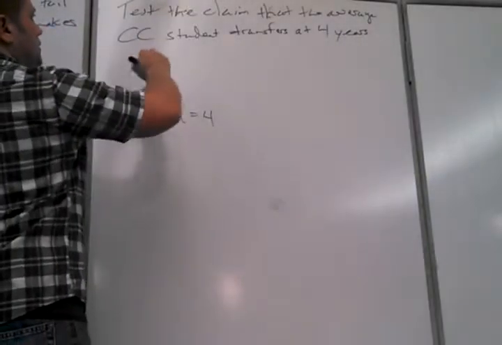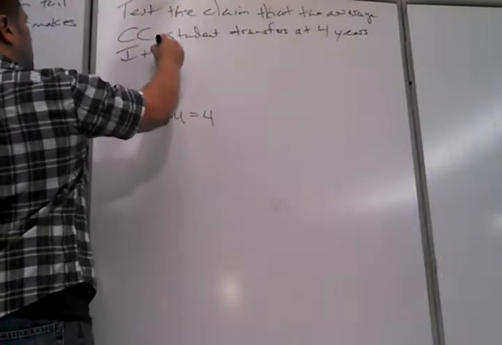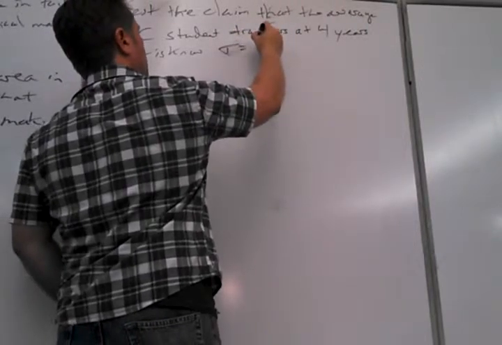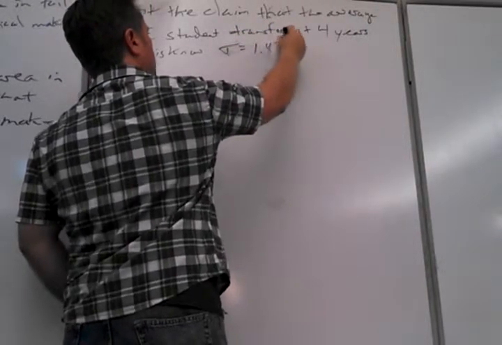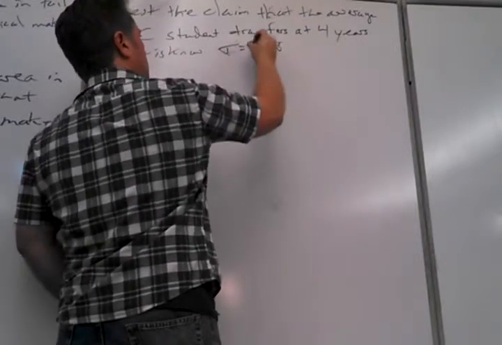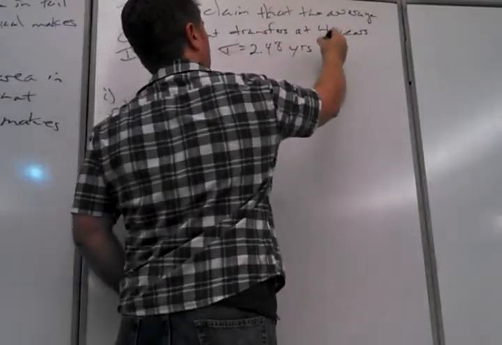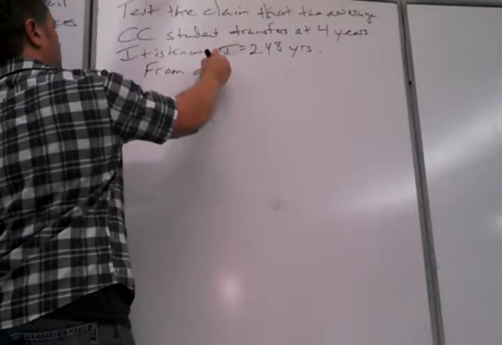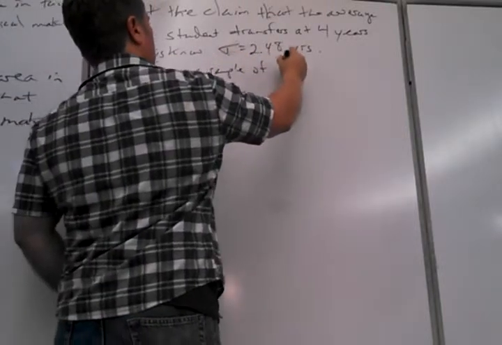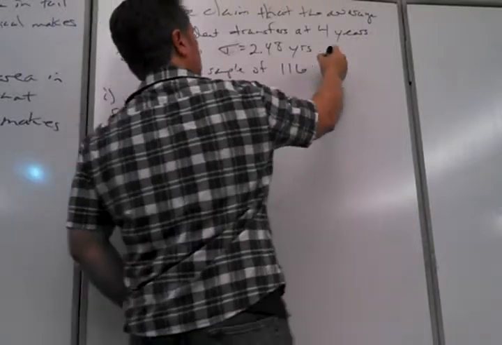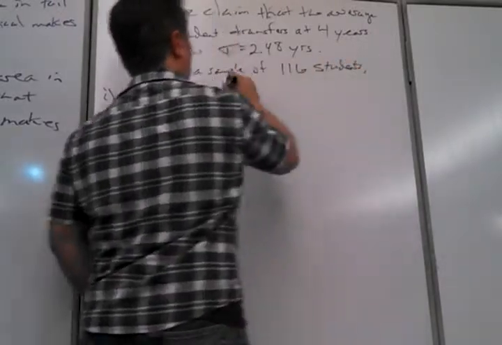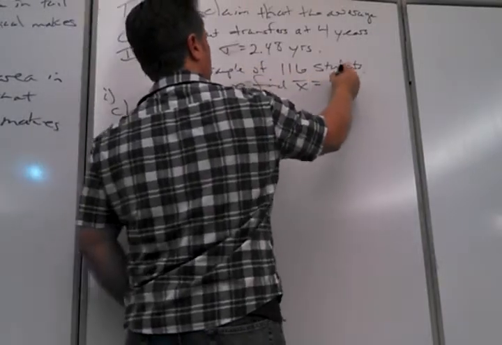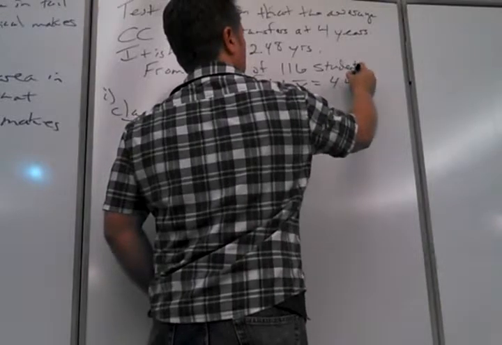Let's see, test the claim that the average CC student transfers in 4 years. It is known sigma equals, what you got, Jeff? I don't know, 1.48. It's probably more than that. Let's make it 2.48. From a sample of 116 students, we find x bar equal to 4.43.